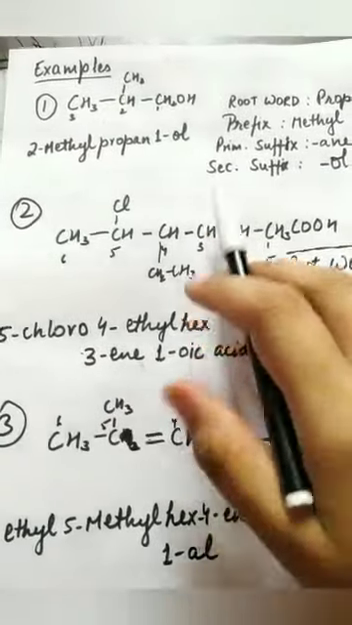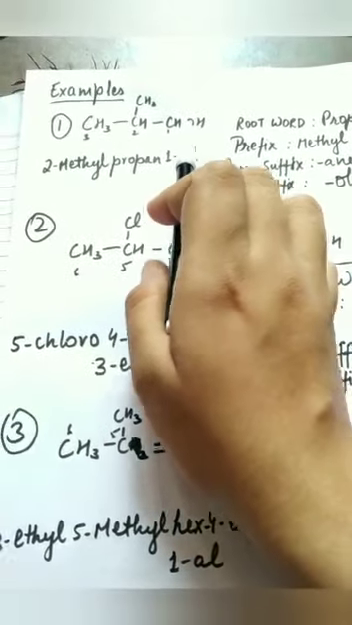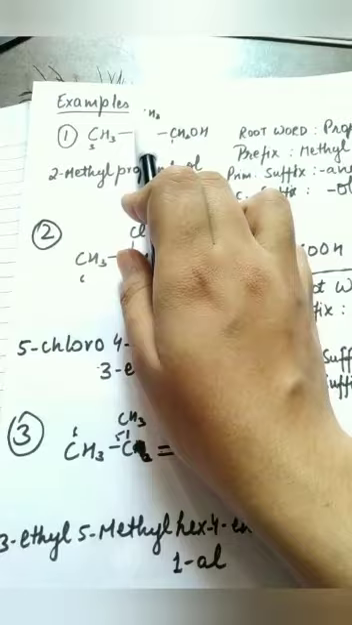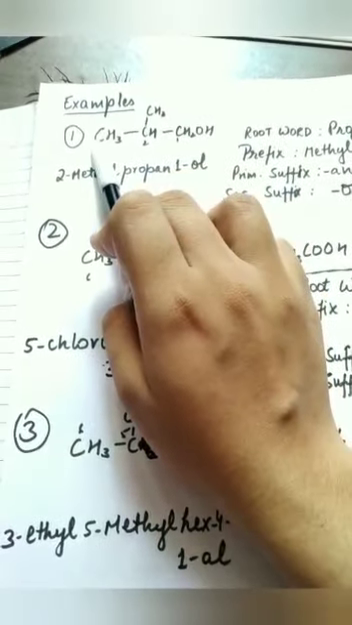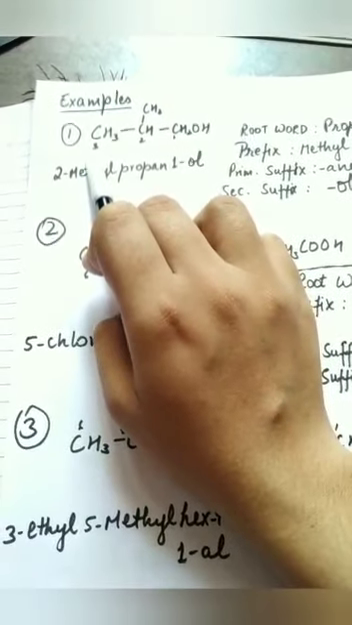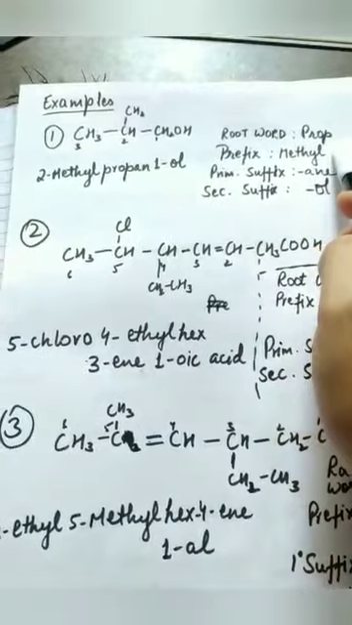Okay. Now in this, first we will do the numbering. Number 1 is numbering. The longest carbon chain is this. If we take 1, 2, 3, then also it is 3. So we will take 1, 2 and 3. Then 3, I told you, root word is, for 3 carbon, root word is prop.